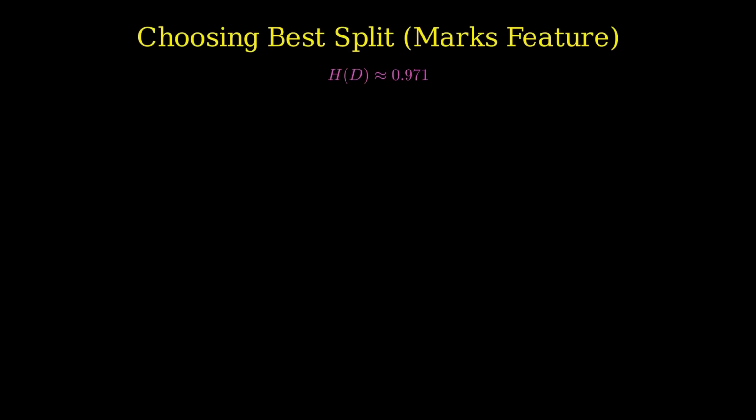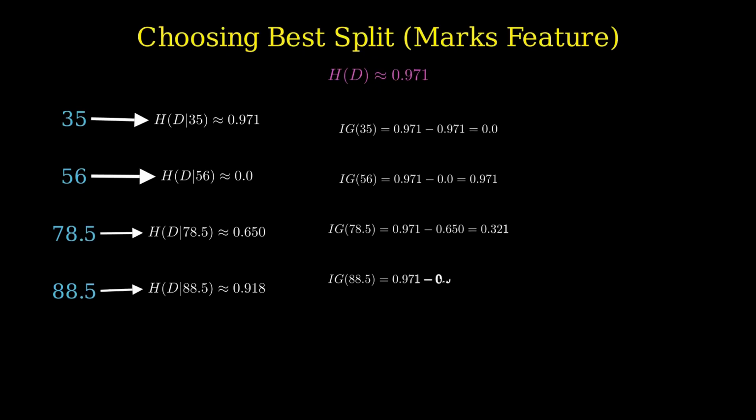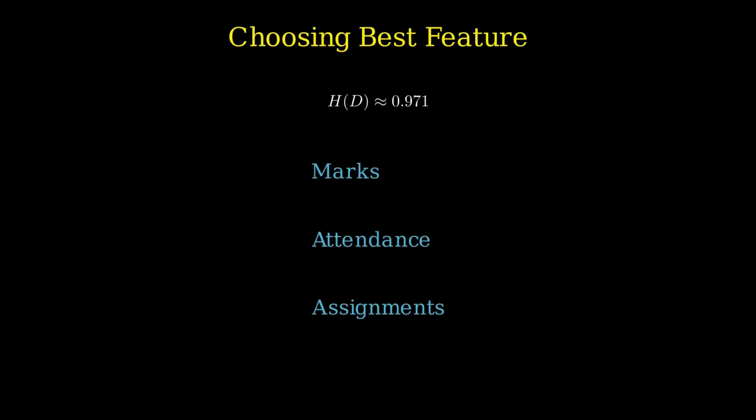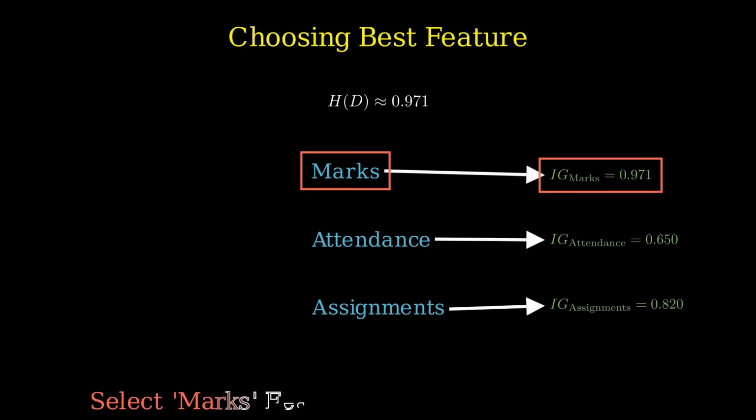The lesser the entropy, the higher the information gain is. And we want to choose the data point which has the highest information gain. As we did for all the data points in the marks feature, similarly we'll do for all the data points in all the features. And then whichever has the highest information gain, we'll choose that feature and move forward by making it the root node of our decision tree.